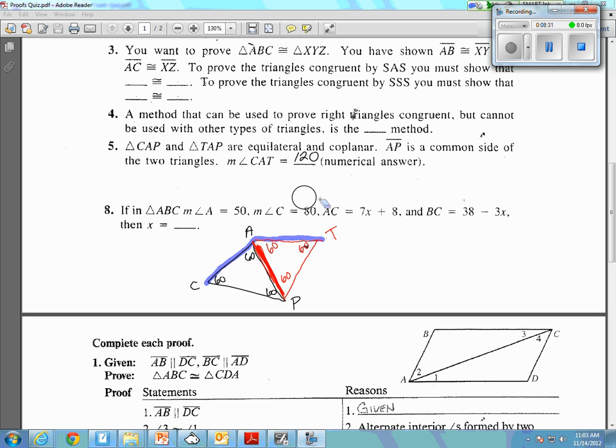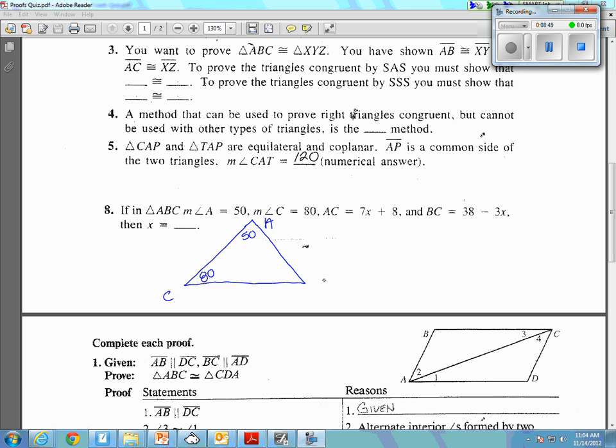Okay. Doing this bottom one says triangle ABC. You know A to be 50 degrees. You know C to be 80 degrees. And AC is 7x plus 8. And BC is 38 minus 3x. Okay, now here, these expressions are variables, so we have to be able to relate those things to one another. How do I do that?